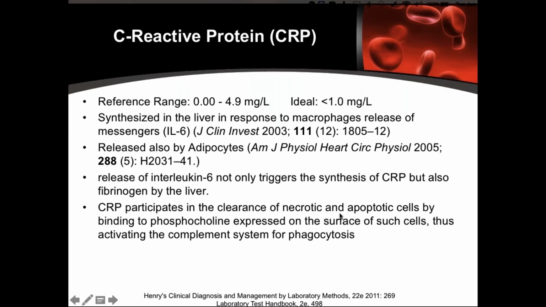CRP participates in the clearance of necrotic and apoptotic cells by binding to phosphocholine expressed on the surface of such cells, thus activating the complement system for phagocytosis. Something even more, right? We're basically saying that when you have dead cells laying around the body, CRP is the signal to bring out all the janitors to clean them up. And it also, with apoptotic cells, fancy word for programmed death, CRP is involved in regulating, that is, clearing the dead cells that were allowed to die through apoptosis.